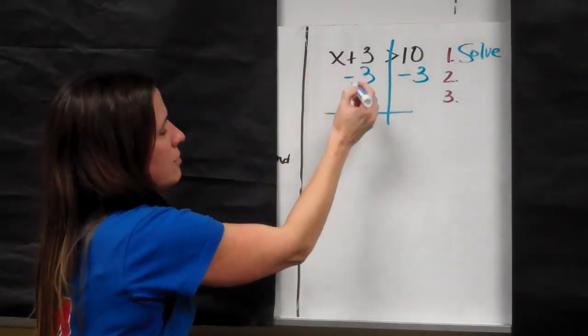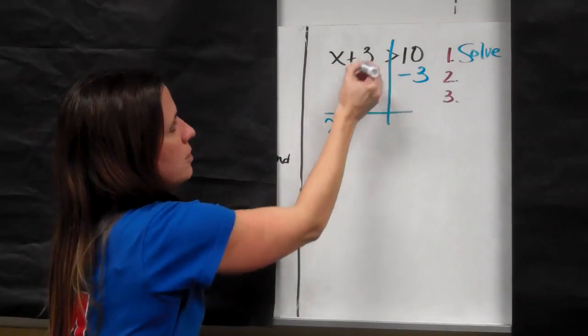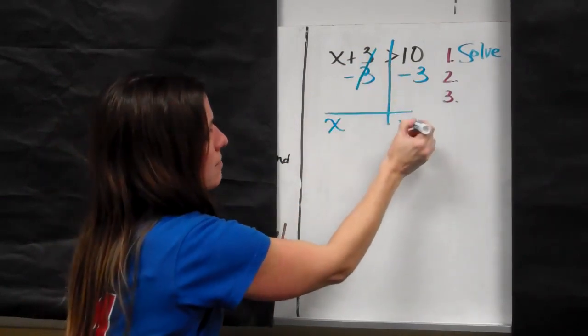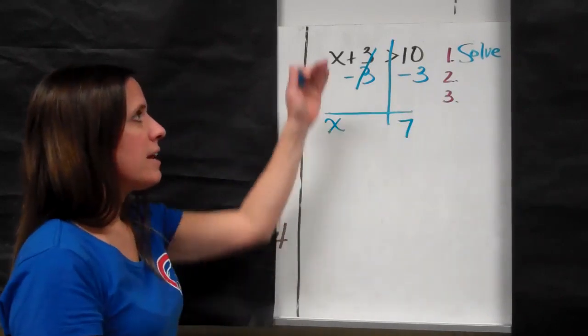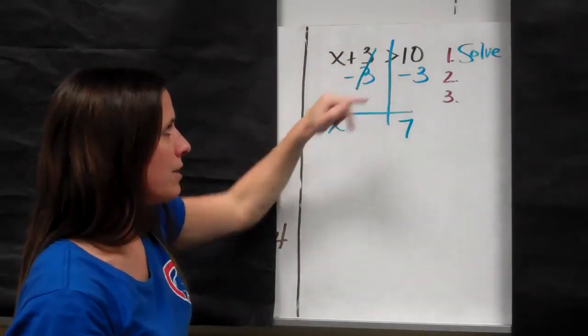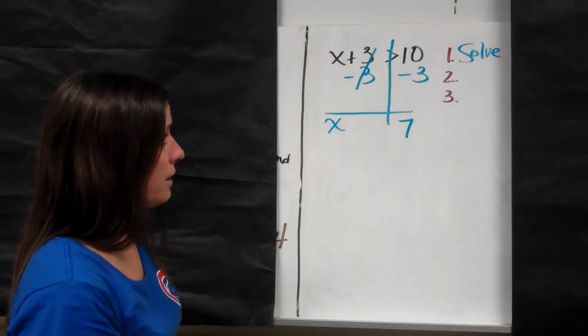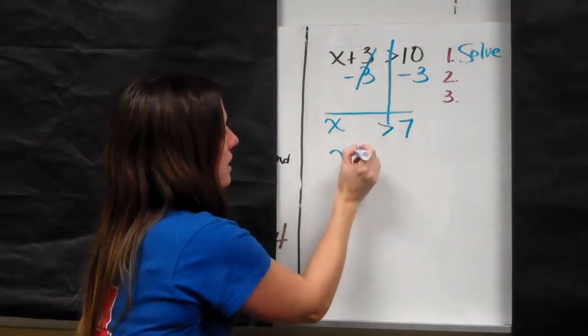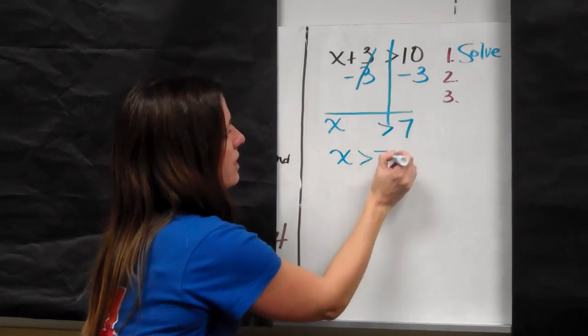Our variable is then left alone on the left side, so we have x, 3 minus 3 makes 0, and 10 minus 3 on this side makes 7. Now instead of the equal sign falling down, we don't have an equal sign, we have an inequality, and that greater than symbol then falls down. So our solution set says x is greater than 7.